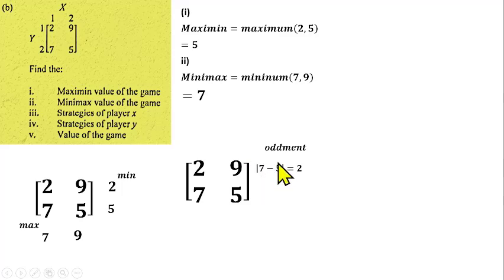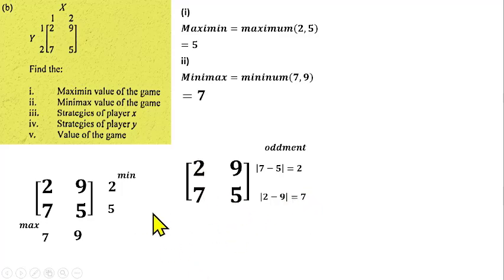The absolute value of 7 minus 5 is 2. The absolute value of 2 is still 2, or the modulus of 7 minus 5 will give us 2. Then for this second row, that will be 2 minus 9, so the absolute value of 2 minus 9 will give us 7 as well.